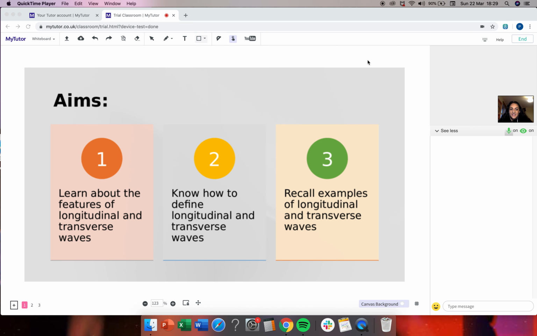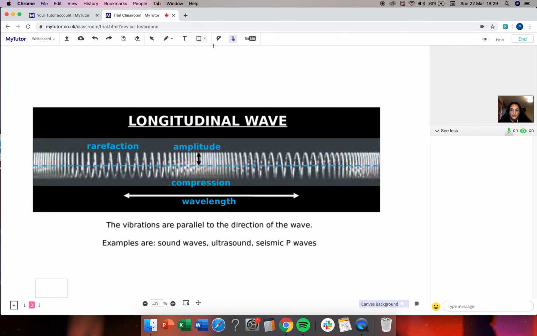The aims of today's session are to learn about features of longitudinal and transverse waves, know how to define them and recall examples of them. First, we're going to start with longitudinal waves.